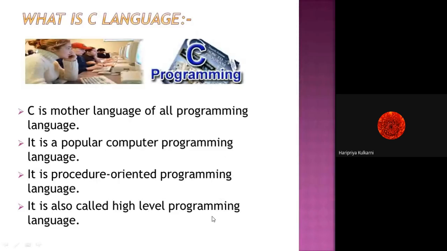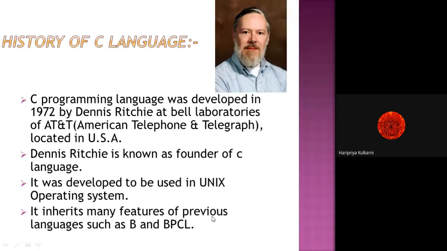Okay. Going to the next, who is the founder of the C language, or who invented the C programming language? It was developed at the AT&T lab in USA, and you can see the photograph. His name is Dennis Ritchie. He is the founder of C language. He developed it. Before C language, there was B language, then BCPL language, and so on. And C is a very popular language for programming.